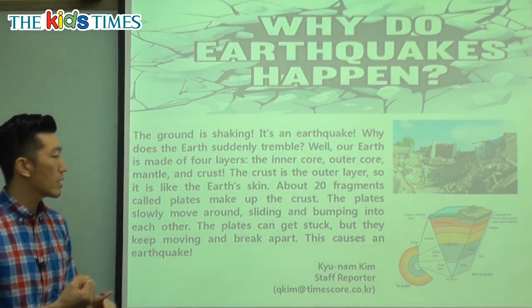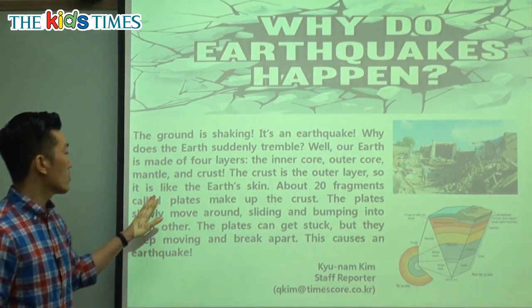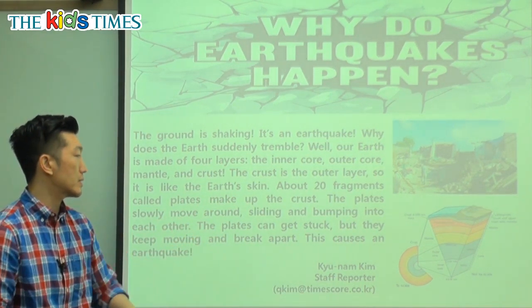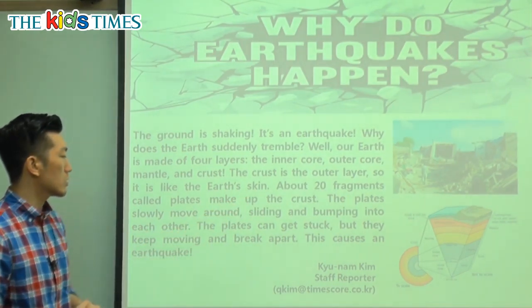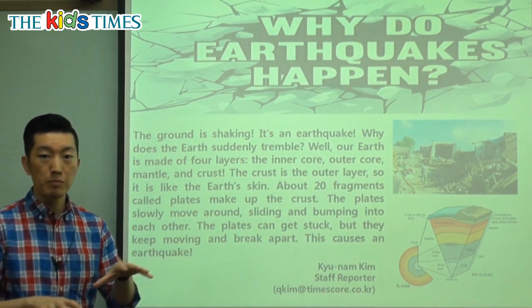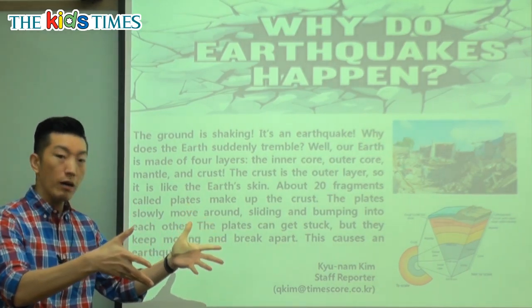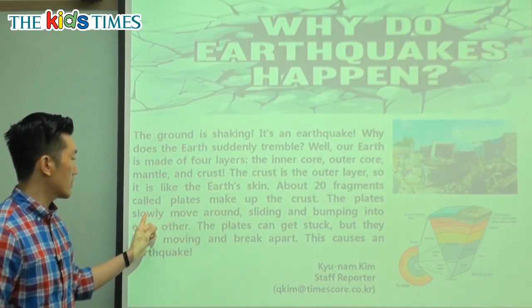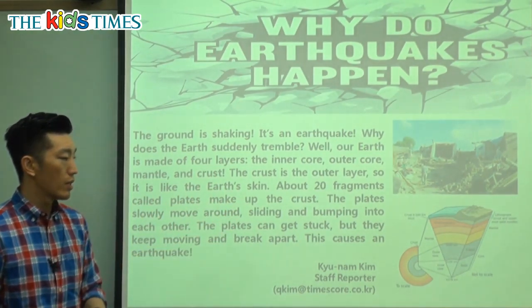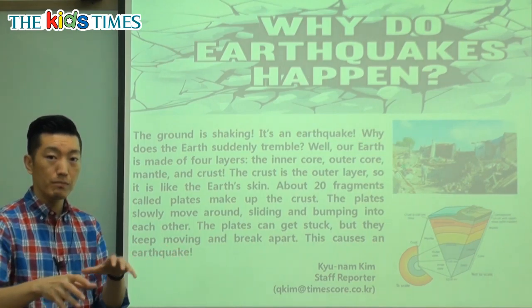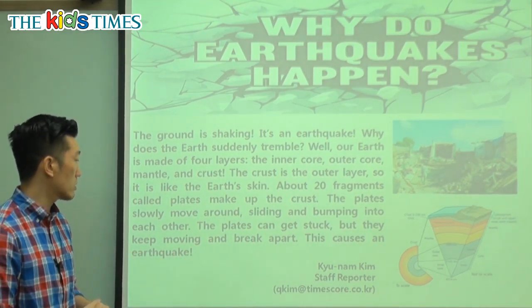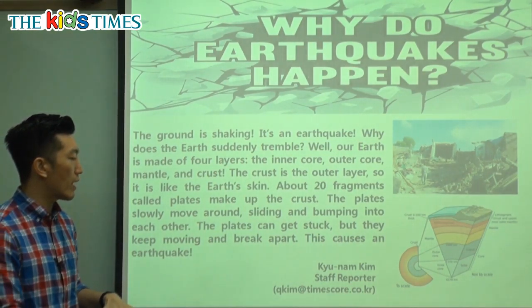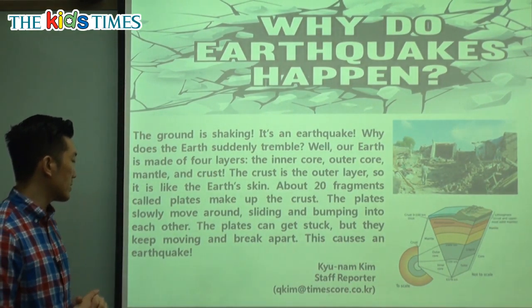The crust is the outer layer. It is like the Earth's skin. The crust is the top layer, what we can see. About 20 fragments called plates make up the crust. Fragments are different pieces. If I take a plate and I drop it, it's going to break apart into different fragments. So the outer layer is made up of different plates, right? Also, the plates slowly move around, sliding and bumping into each other.